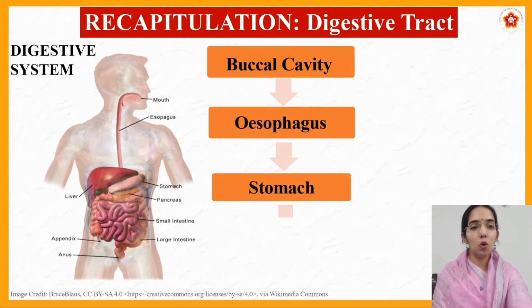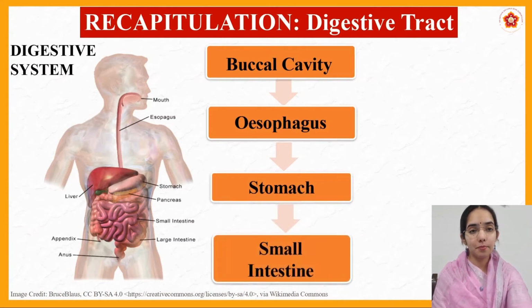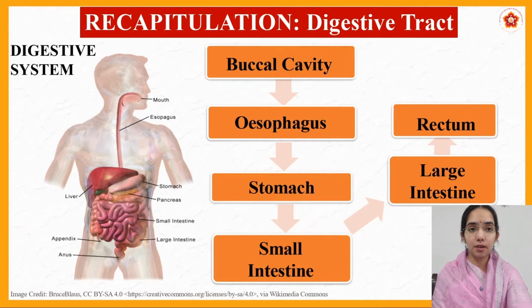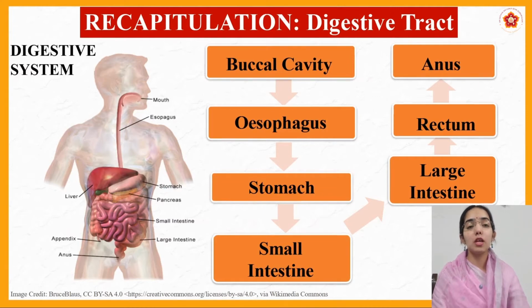From stomach, it will go into the small intestine, from small intestine to large intestine, and from large intestine to rectum. And the food is eliminated out through the anus. So this is our digestive tract. From buccal cavity to anus, it is our digestive tract.